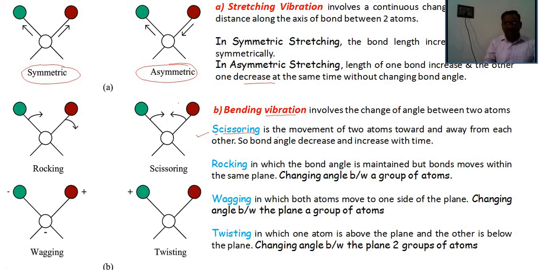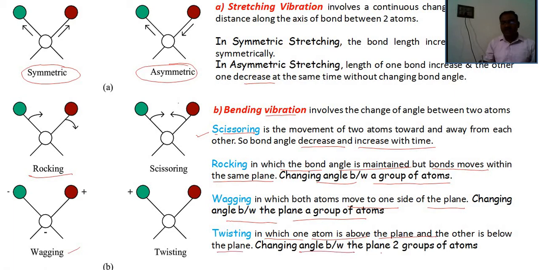So, the bond angle decreases and increases with time. Next we consider rocking, in which the bond angle is maintained but the bond moves within the same plane, changing the angle between groups of atoms. In wagging, both atoms move to one side of the plane, changing the angle between the plane and a group of atoms. In twisting, one atom is above the plane and the other is below the plane, changing the angle between the planes of two groups of atoms.